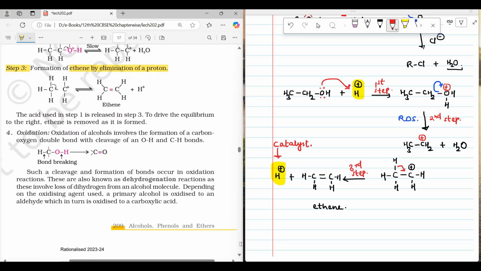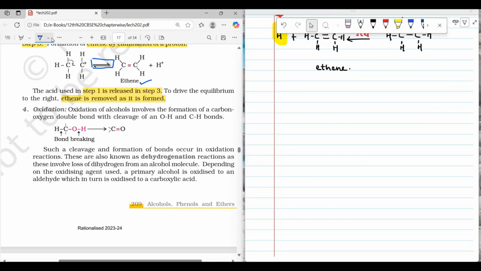Now let's read from the book. The acid used in the first step is released in step 3. To drive the equilibrium to the right, ethene is removed as it is formed, as the third step is the reversible step of the reaction. So as soon as ethene is formed, it should be removed from the reaction medium to facilitate the reaction in the forward direction. Now come to the fourth type of reaction, which is oxidation.